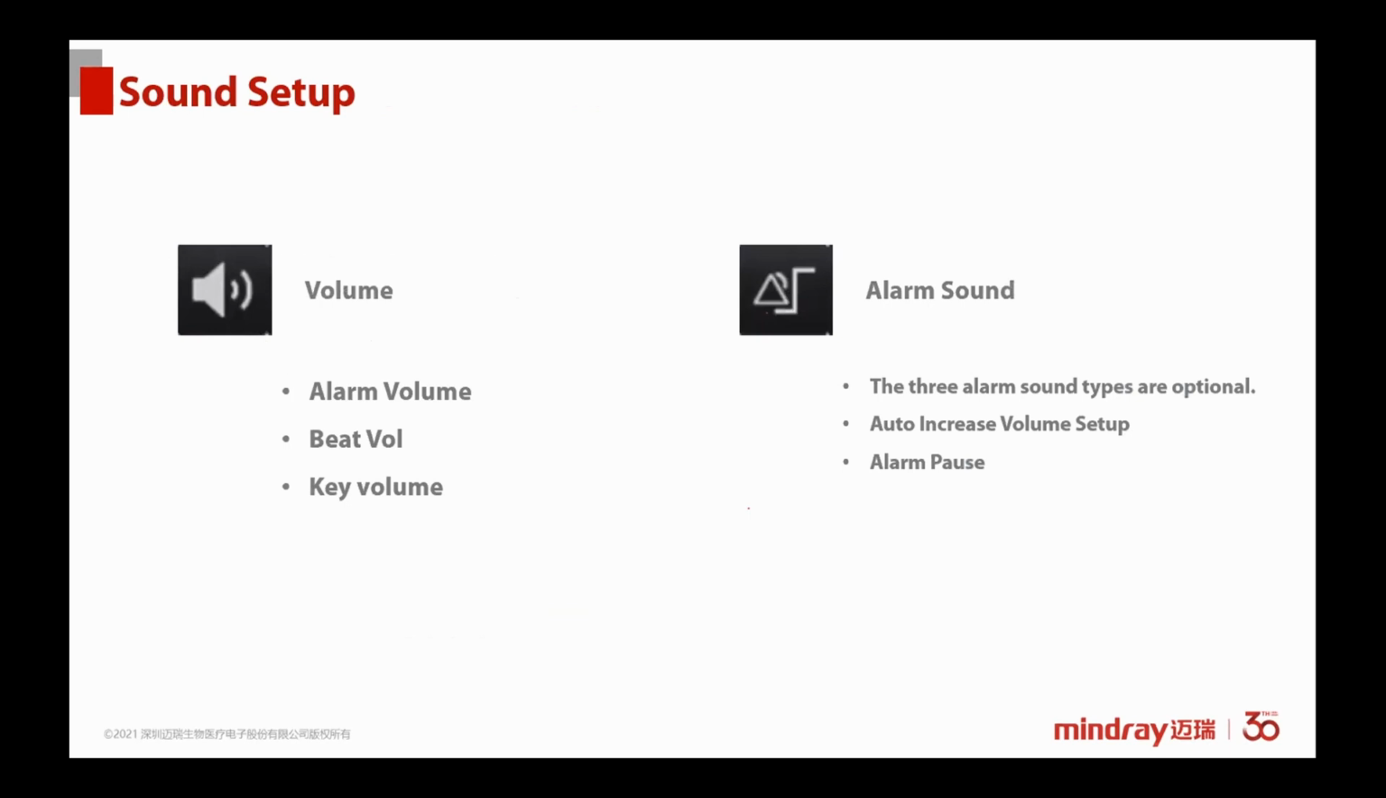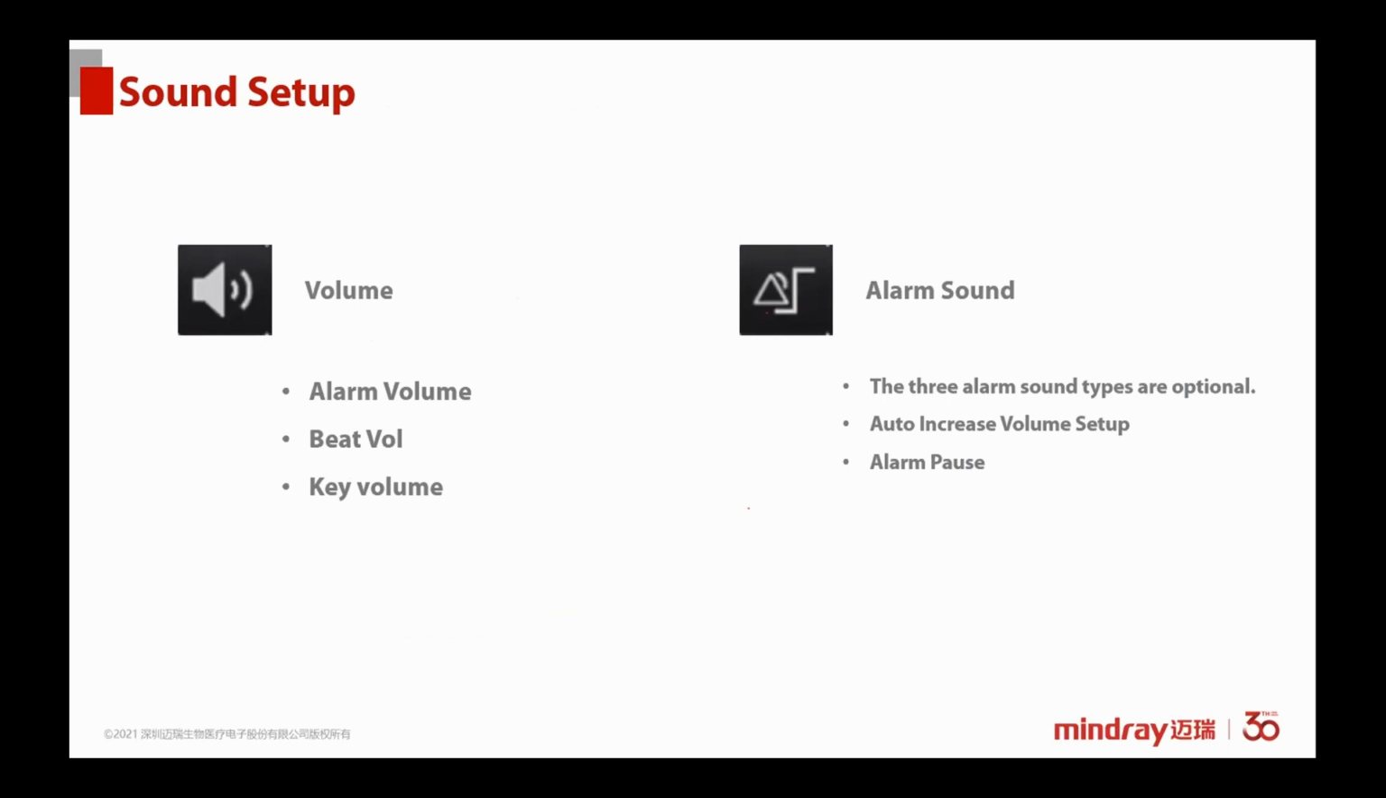Here we can also click the volume shortcut key to set the alarm volume, heartbeat volume, and key volume. On this screen, you can also increase the high-level alarm volume according to the department requirements. On the maintenance alarm screen, the monitor supports 3 alarm tone types.